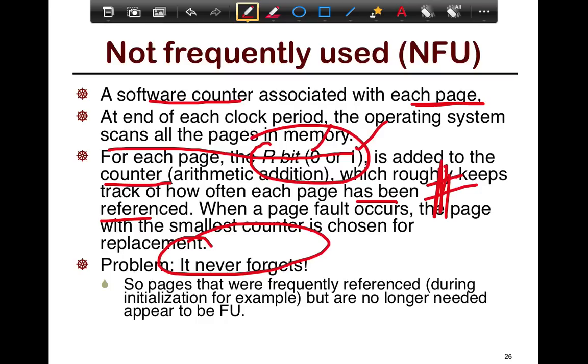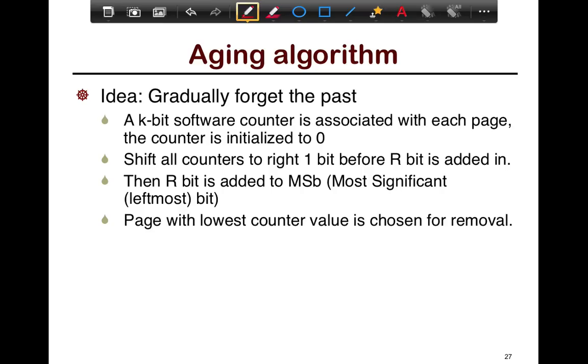So pages that were frequently referenced during an initialization period, for example, but are no longer needed, would appear to be frequently used. So imagine a page that was accessed a lot upfront, right? So let's say A was accessed like 100 times, and then subsequent to that, it was never accessed, right? No accesses to A. In such cases, you would hope that A eventually goes down the priority list, but it would take a long time before other pages catch up, and other pages may never catch up, right? Eventually they may, but it takes a long time. And so this is a challenge with not frequently used.